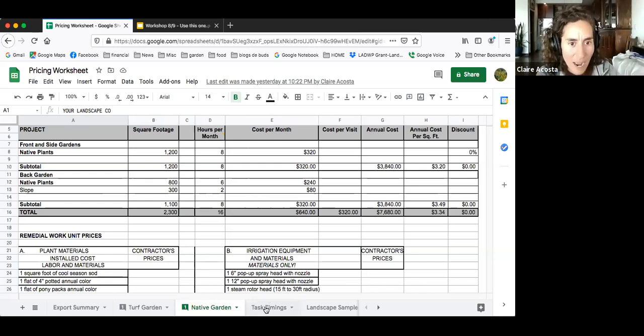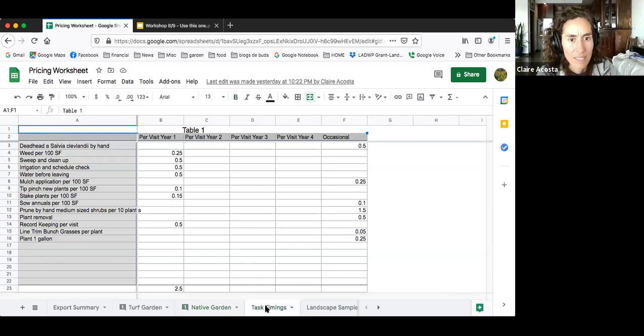So here, this tab is the timing for tasks. And here it's divided by tasks per year, because we talked about how the first couple of years are the establishing phase, so there are different activities. You don't have to do this. You could make your own that would just be all the activities listed and the time in hours it takes to do each activity.